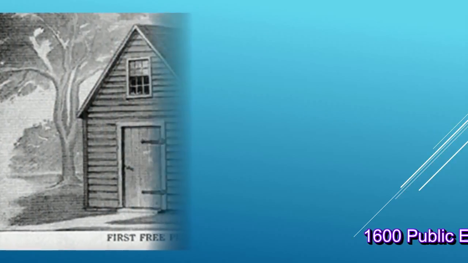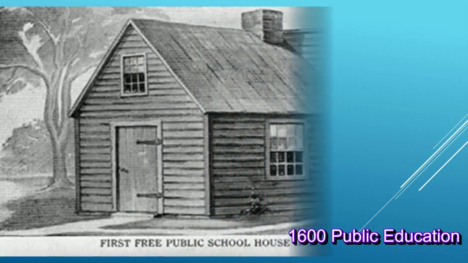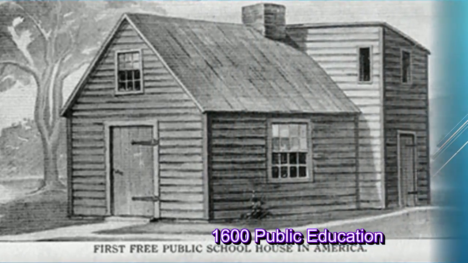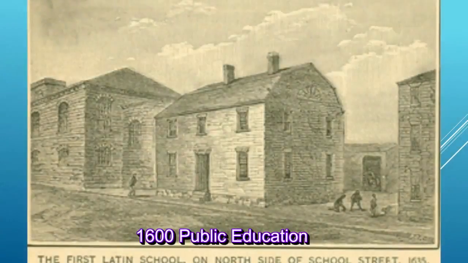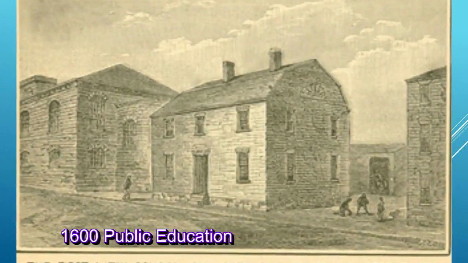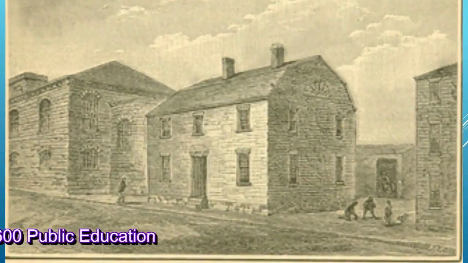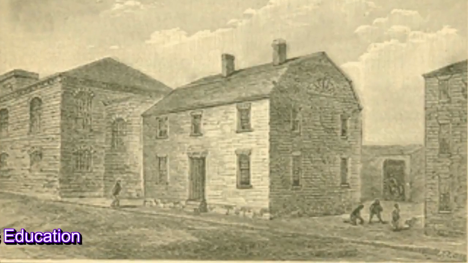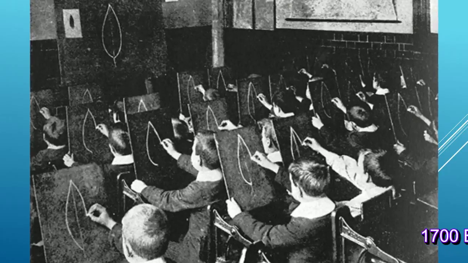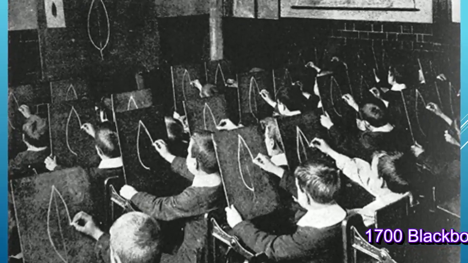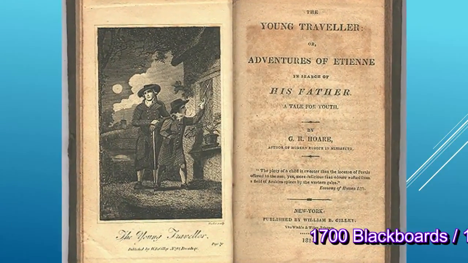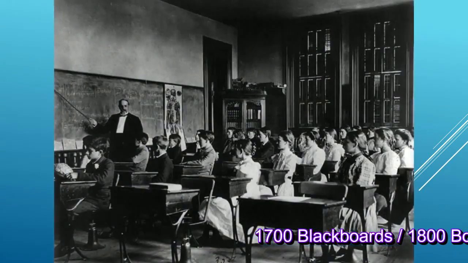In 1635, the public school in the U.S. was first founded. It is now known as the Boston Latin School, the oldest existing public school known in the U.S. At around 1700, blackboards were introduced. Then, in 1800, books followed.